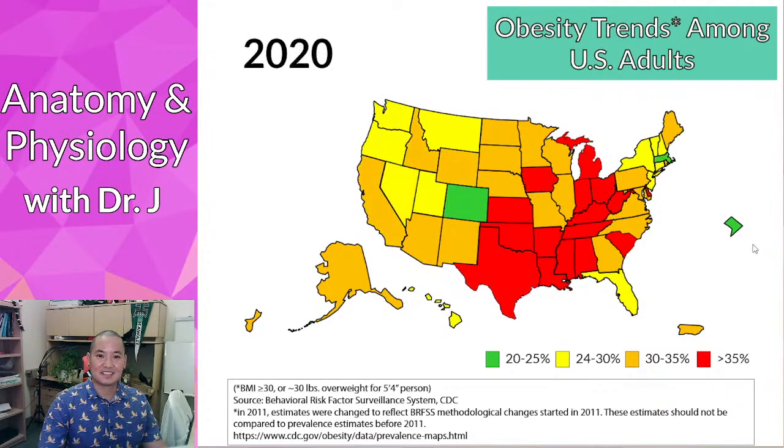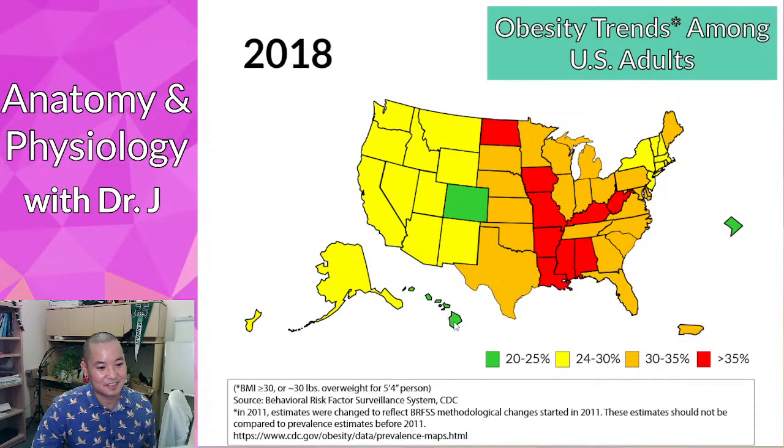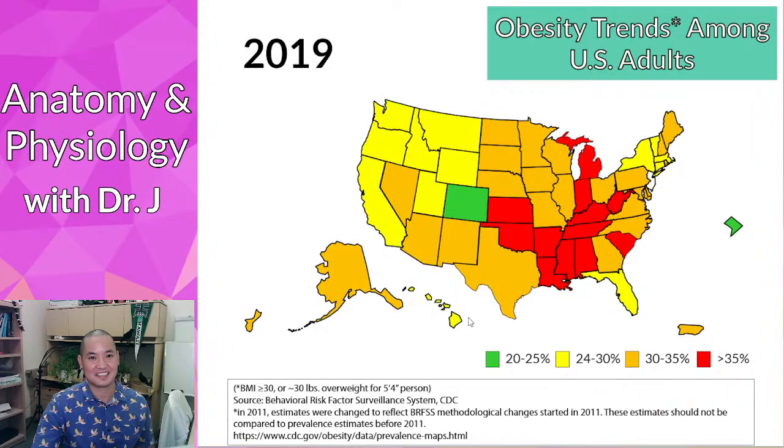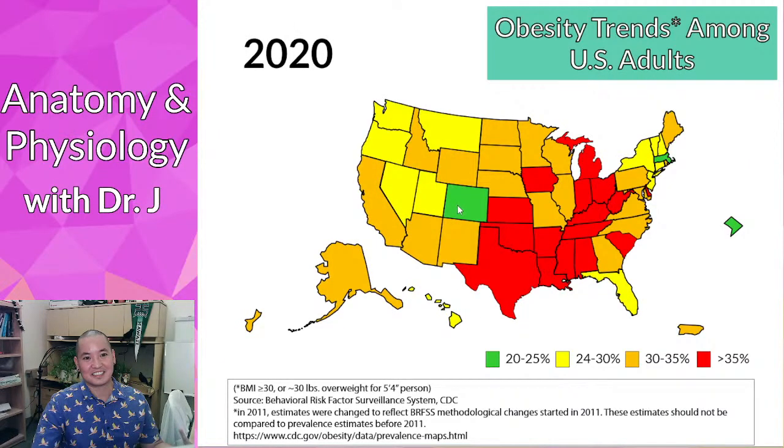This is something I always like to update every year. And oh yeah, Hawaii, I guess, flipped from green to yellow in 2019. And then now this is where we were last year. So we're seeing more and more states getting red. And do you think it's like that previous example, where everyone's all of a sudden joining gyms and becoming bodybuilders and having increased muscle and bone composition?